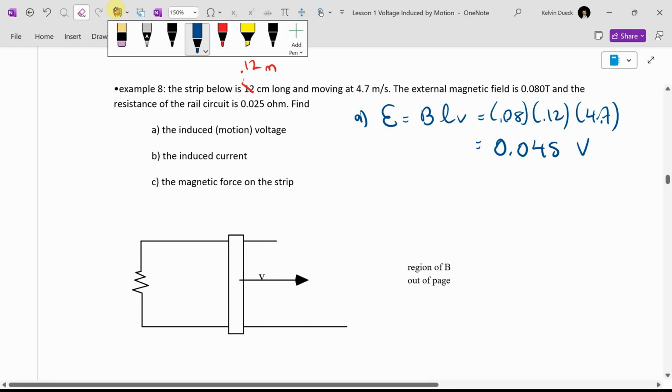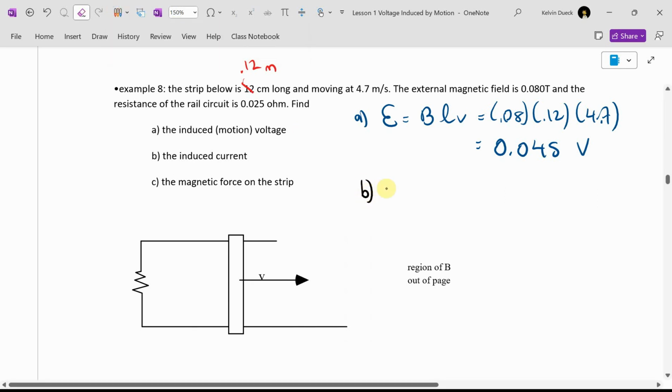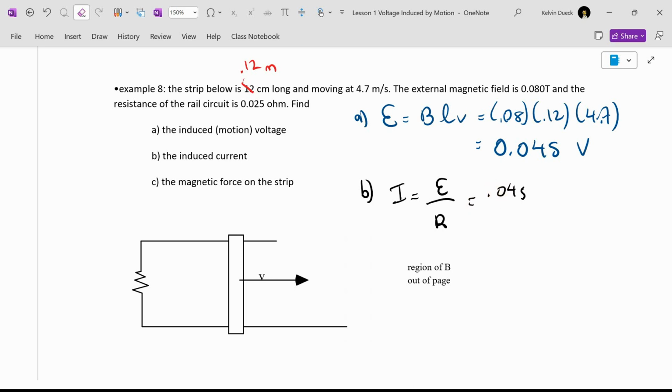Well, okay. Jacob, what does B want me to find? Current is voltage divided by resistance, but the voltage is going to be the EMF. It's going to be the induced voltage divided by the resistance. So it's going to be 0.045 divided by, they did tell me the resistance of this circuit is 0.025 ohms. How many amps? What'd you get, Jesse? Oh, that's a little more substantial. That's a decent current.